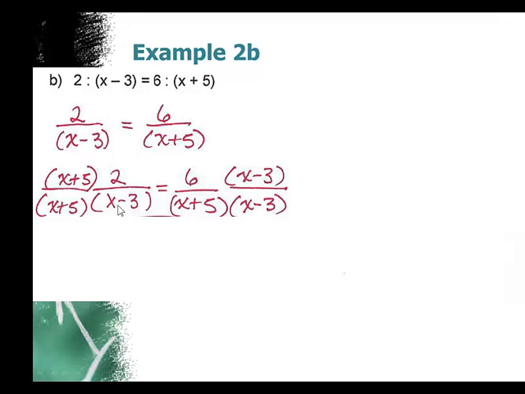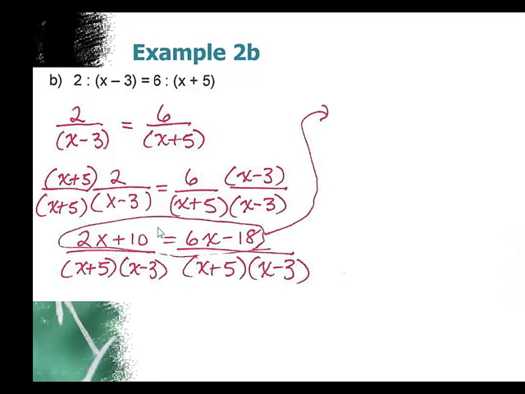Then I'm going to use the distributive property to multiply this 2 times x plus 5. So if you're cross multiplying, you're at the same step right here. You just don't have the denominator. And so you would get 2 times x is 2x plus 2 times 5 is 10 equals 6 times x is 6x minus 6 times 3 is 18. So if you cross multiplied, you just had this top part.